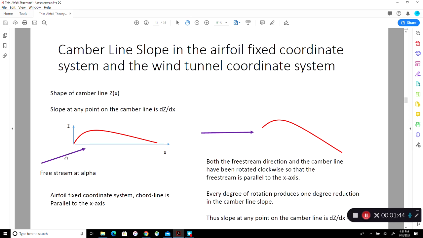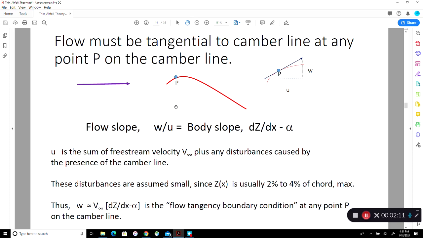We decided to rotate this whole picture in the clockwise direction so that the free stream became parallel to the x-axis like in a wind tunnel. Then every degree of slope will decrease by that 1 degree or 2 degree, depending on how much you rotate. So if you rotate it by alpha, then the new slope will be the original slope dz/dx minus alpha.